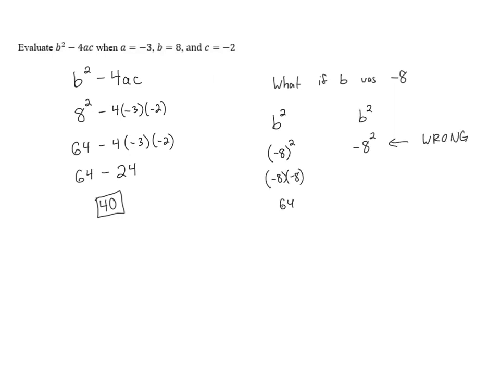If we accidentally wrote that without parentheses, so I'm just going to write wrong, because this is wrong. If you write this without parentheses, this expression actually means the opposite of 8 squared. So this means that we multiply 8 times 8, and we take the opposite, and then negative 8 times 8 is negative 64. And that ends up being incorrect, because we know that we're trying to square b, so we're needing to multiply negative 8 by itself, and negative 8 times negative 8 is positive 64.